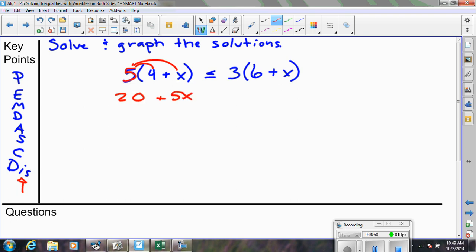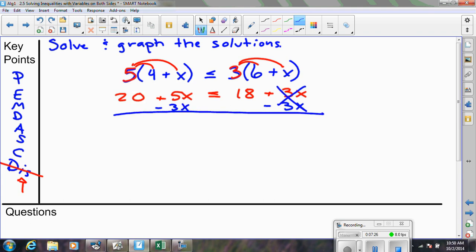Is there more distribution? Yeah, we have distribution on the right-hand side as well. So 3 times 6 paired with 3 times x. And that will take care of distribution. What's next? Yeah, we could combine the like terms by subtracting 3x.